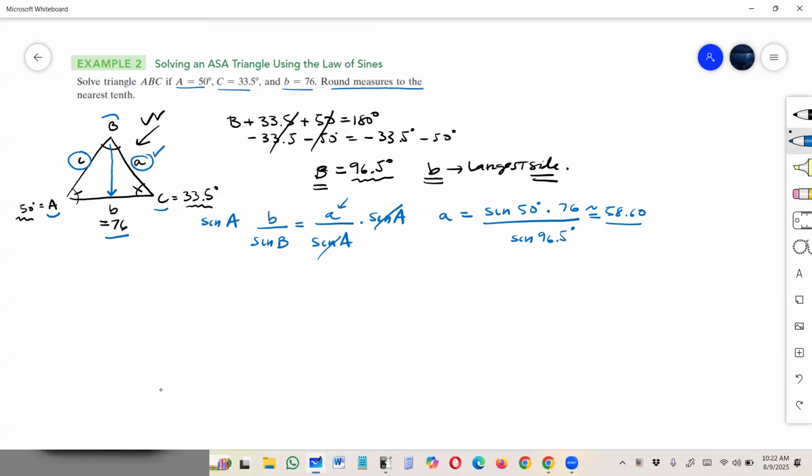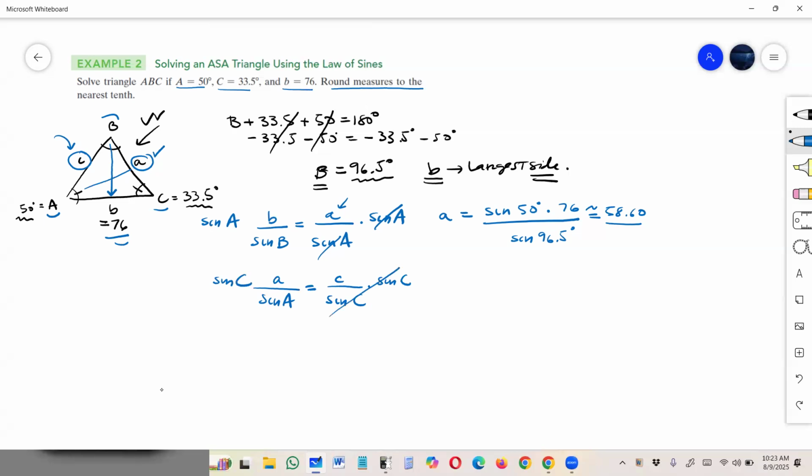So we found A. All we have to do now is find the side C. And now that you have a full ratio, if you don't want to use side B over angle B, you can use a over sine A, which is perfectly fine. So I'm going to do this. a over sine A equals, and now I'm looking for c, so c over sine C. And I'm going to multiply both sides by sine C.